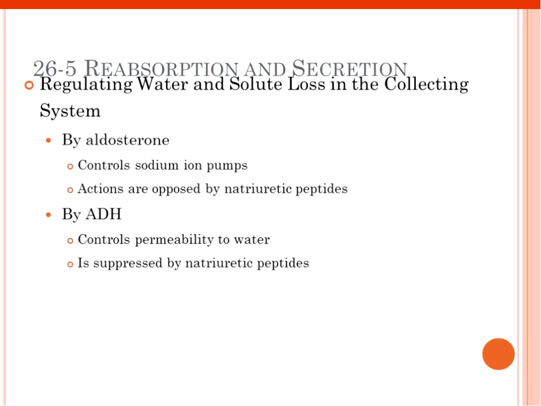Remember that your water and solute loss in the collecting duct is primarily under hormonal control, chiefly aldosterone, which controls sodium ion pumps. The action of aldosterone is opposed by natriuretic peptides. The brain and the atrionatriuretic peptides will cause the aldosterone production to stop. And then antidiuretic hormone controls water permeability, and it can be suppressed or opposed or stopped by natriuretic peptides as well.